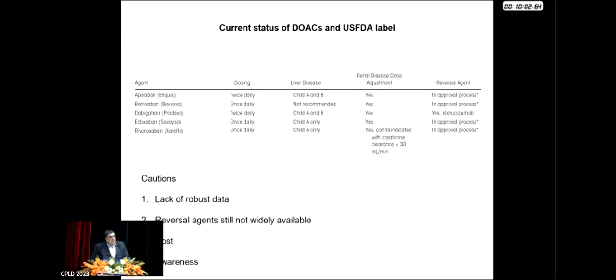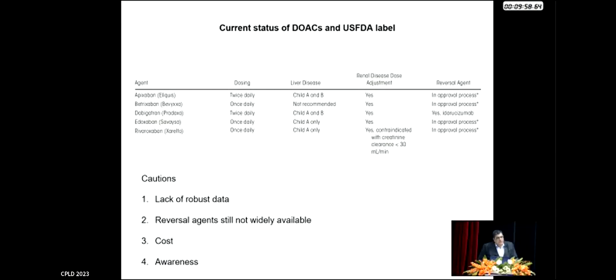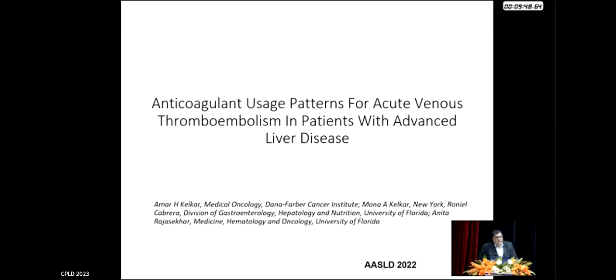We do not have robust data for the use of these drugs in patients with vascular diseases. The reversal agents are still not widely available. The cost is much more than VKA, and we still don't have awareness. We still have patients who are on these DOACs coming to us and saying that the INR is not in therapeutic range. But why was there a need to change?